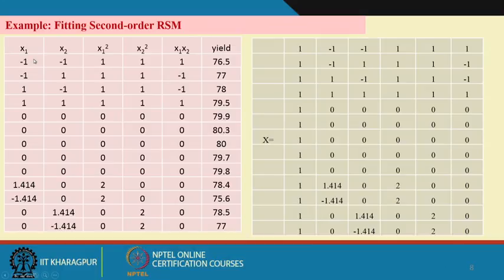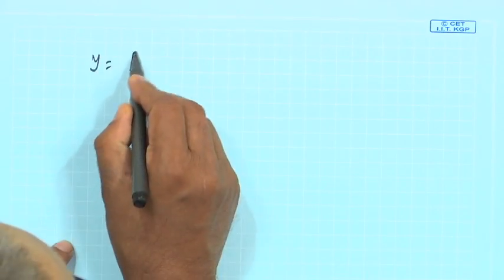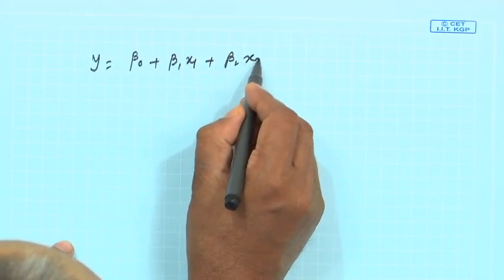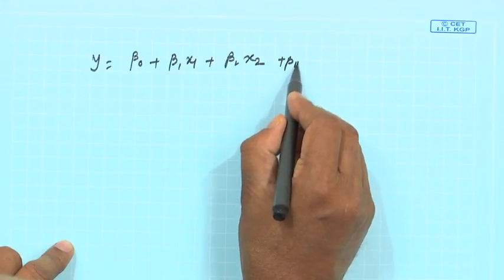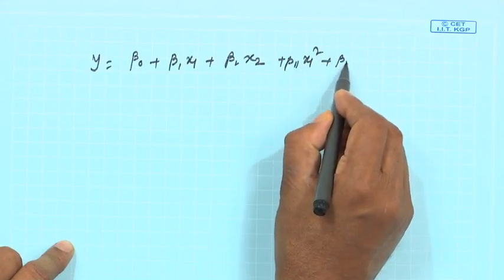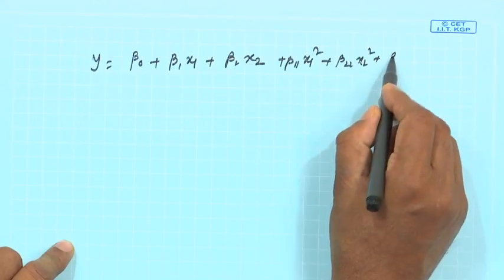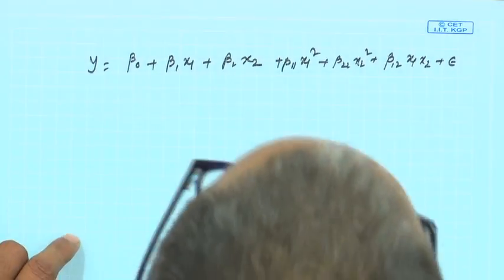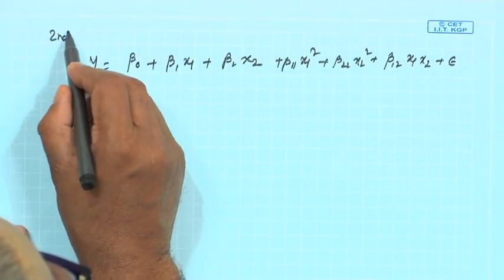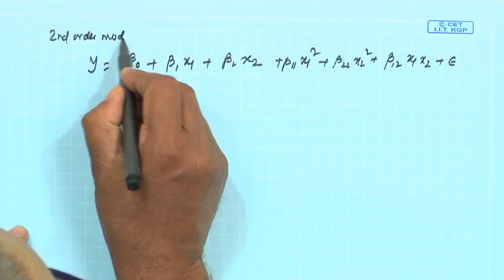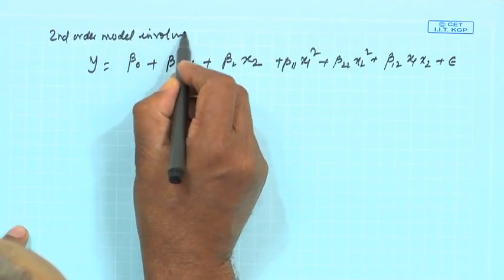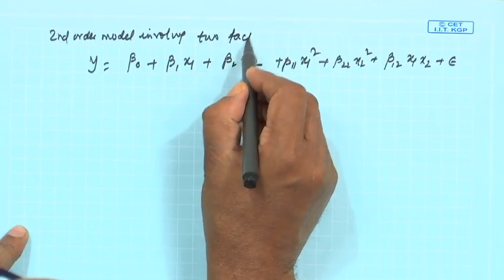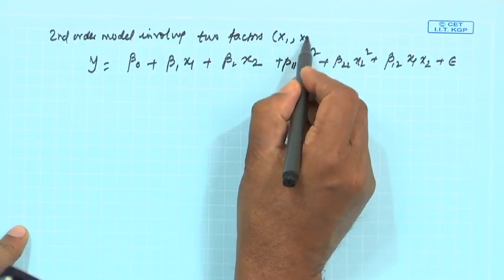Okay. So, this is our model. Our model is y equal to beta 0 plus beta 1 x 1 plus beta 2 x 2 plus beta 1 1 x 1 square, beta 2 2 x 2 square plus beta 1 2 x 1 x 2 plus epsilon. So, this is our second order model involving 2 variables, 2 factors, x 1 and x 2.